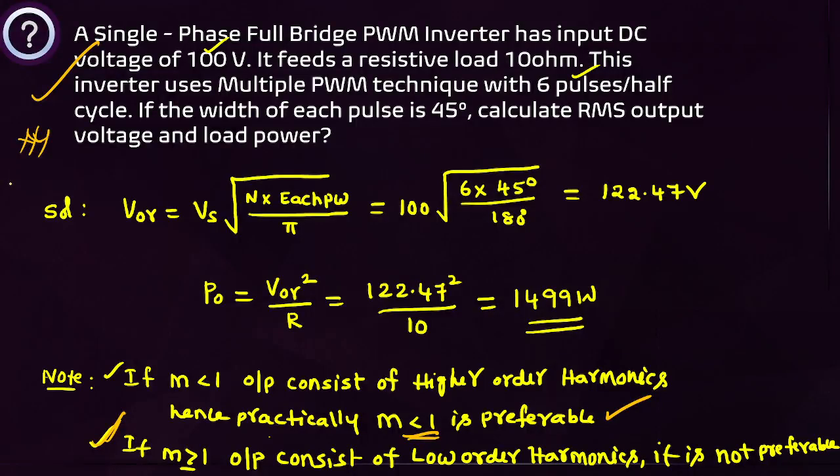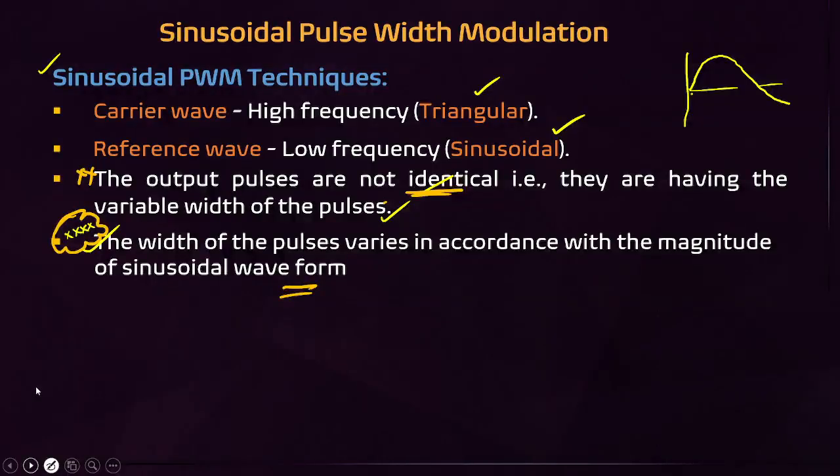But the RMS output voltage and output power are being asked. Output power is V naught RMS squared by R. If the modulation index is less than 1, the output consists of higher order harmonics, hence practically a modulation index less than 1 is preferable. If the modulation index is greater than or equal to 1, the output consists of low order harmonics, hence it is not preferable.